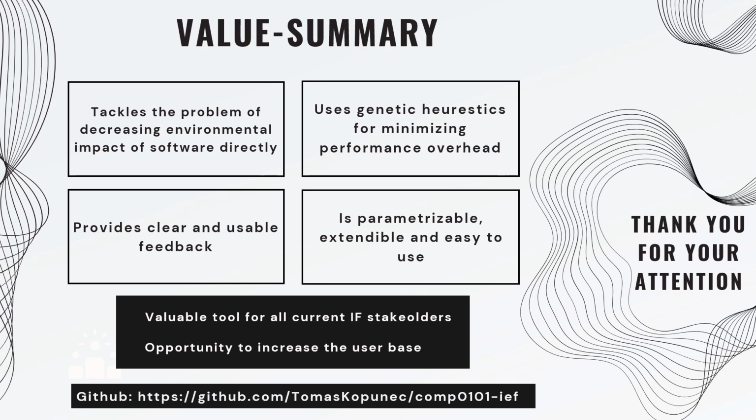In summary, the model we will be implementing tackles the problem of decreasing environmental impact of software directly by offering suggestions to optimize certain input parameters. It will use genetic heuristics to go through the parameter search space and provide feedback to minimize the environmental impact of this software instance. We will focus on making it parameterizable and extensible to be easy to integrate with new models and changes so that it continues to be useful in future versions of the Impact framework.